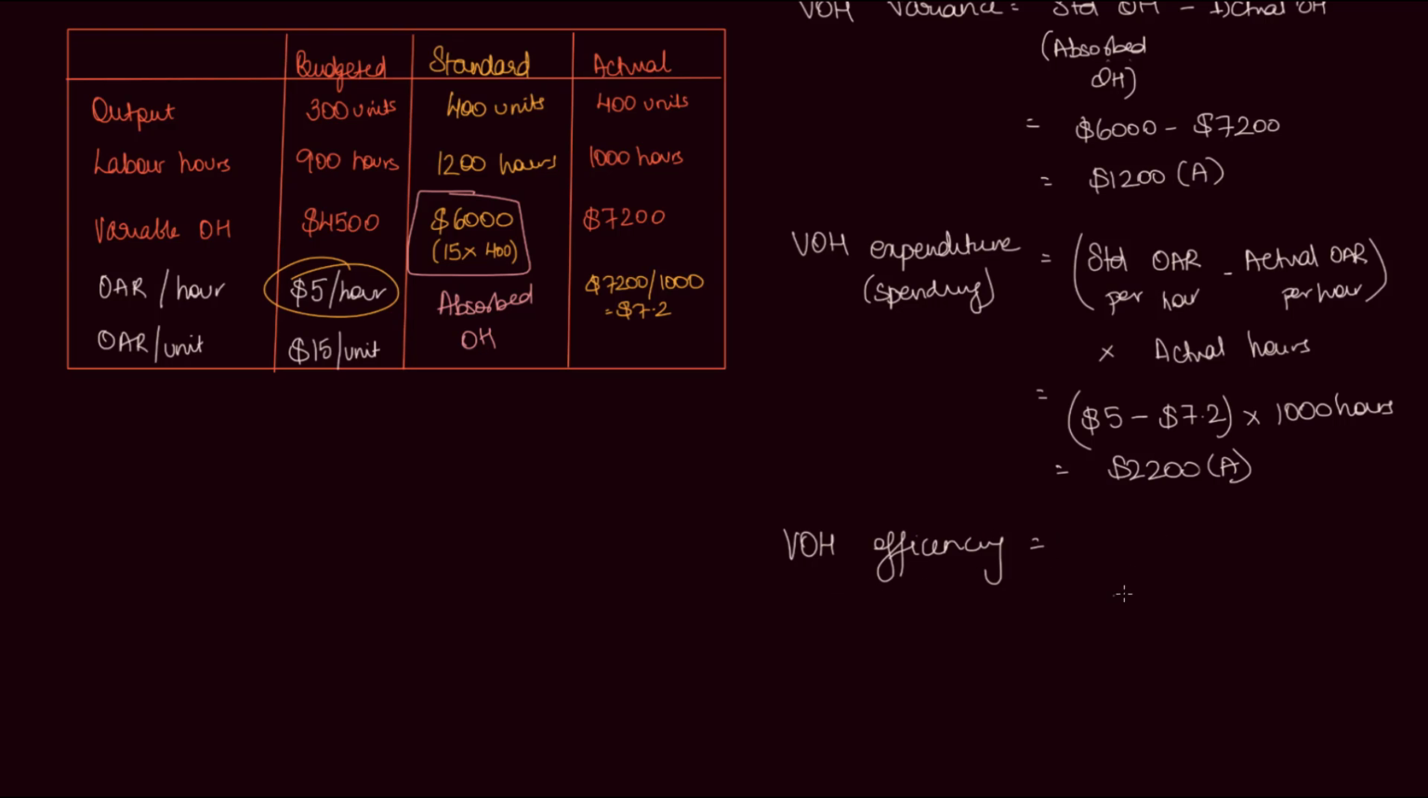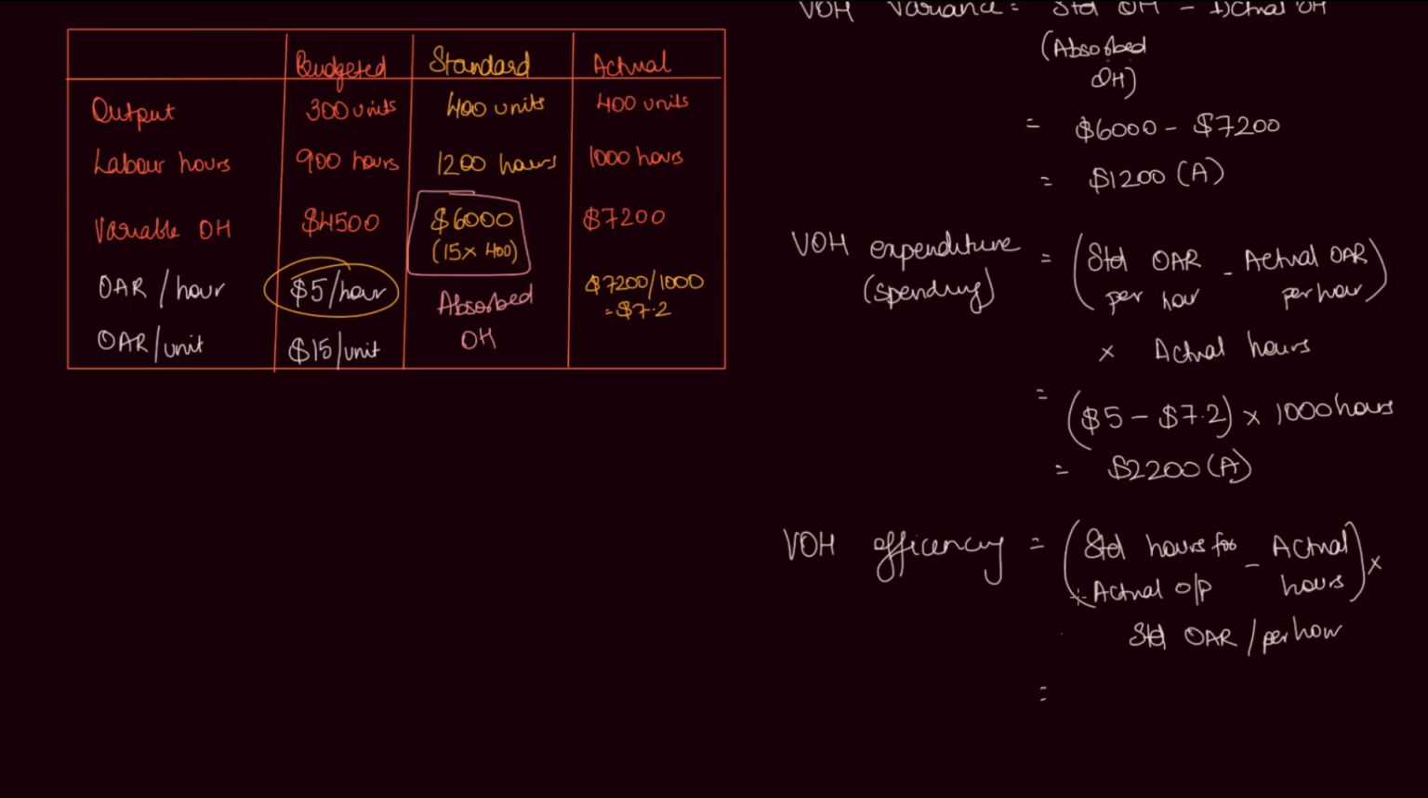How do you calculate or understand the efficiency of the workers? You see how much time they should have taken versus how much time they actually took. So I'm going to take the difference between standard hours for actual output and actual hours taken to do the job. This will then be multiplied with the standard overhead absorption rate per hour.